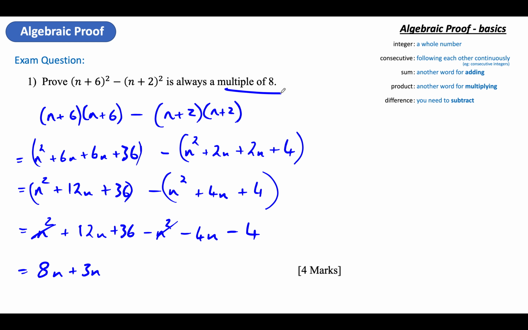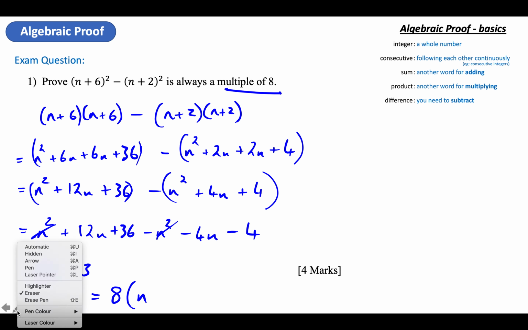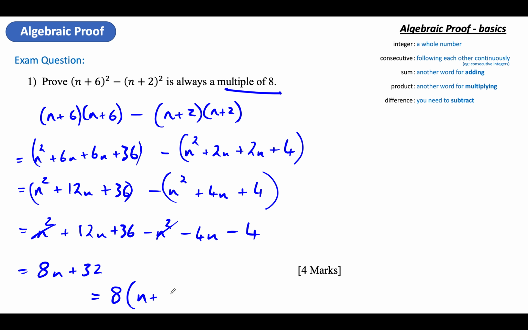I need to show it's a multiple of 8. So my final answer, I need to factorize by 8, which is 8 times n. Why did I put 3n there? Let's just go back and change that. It's not 3n. That, as I'm pretty sure I said at the time, is 32. So 8 times n plus 32 divided by 8, which is 4. And look, it is a multiple of 8, and that is worth 4 marks.